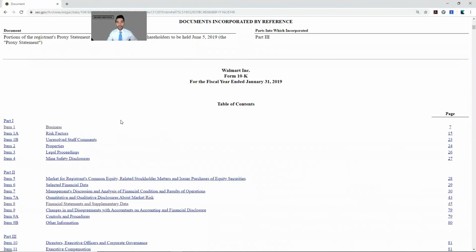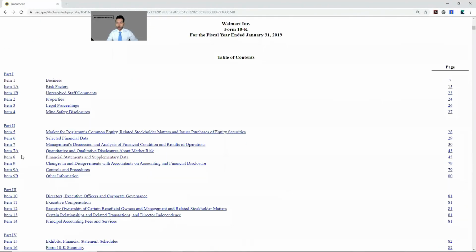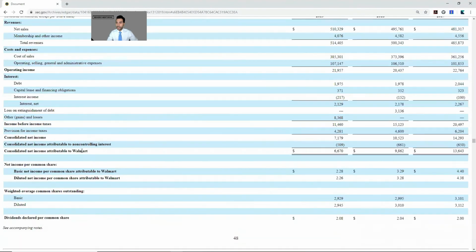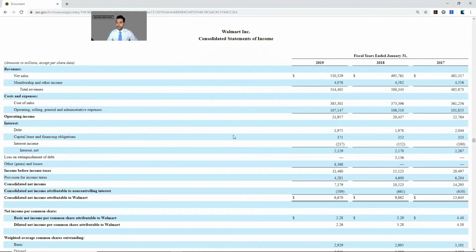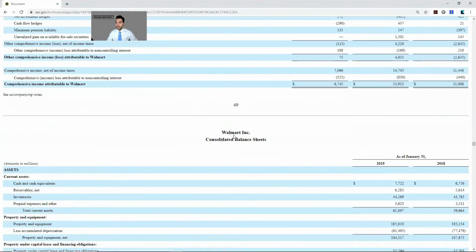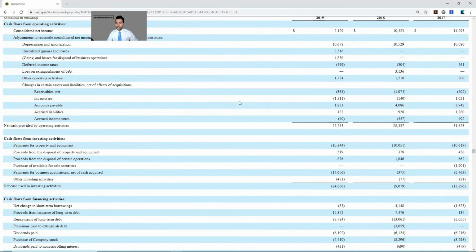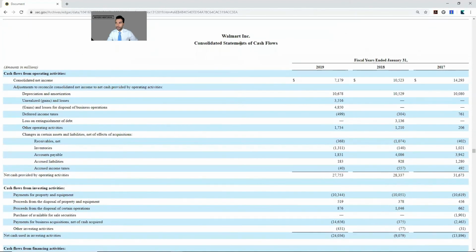Okay, let me scroll up a little bit more. If you want to find the financials of the business, you can just go here to item number 8, financial statement summary. Here is your income statement. Here is your balance sheet. Remember, we talked about the balance sheet and income statement in our accounting introduction lecture. Here is the cash flow statement of the company.